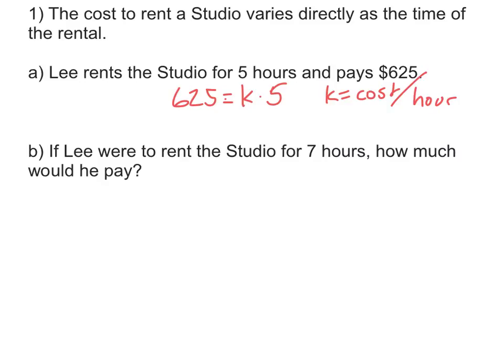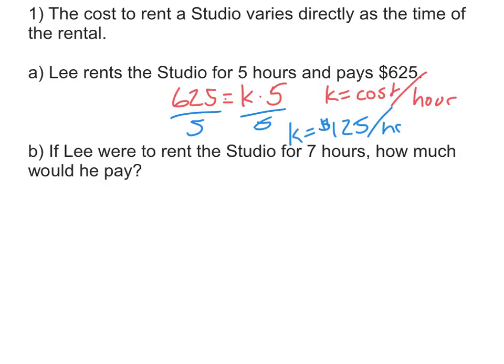Now, to solve for K, we're going to simply divide by 5. And we find that K is equal to $125 per hour. And so that's my constant of variation. However many hours that we have the studio rented, we're going to multiply it by 125 to get how much it costs to rent the studio for that length of time.